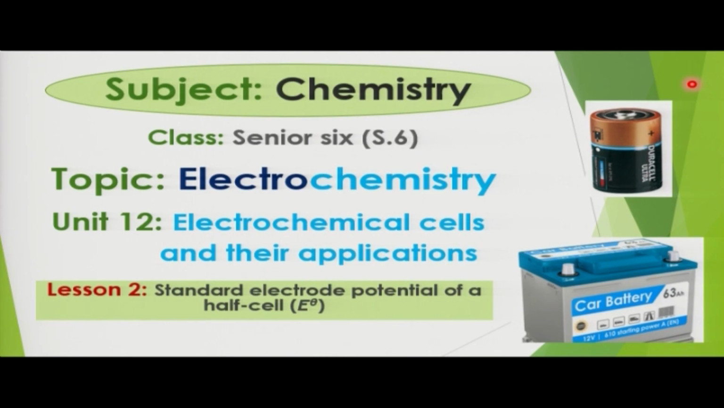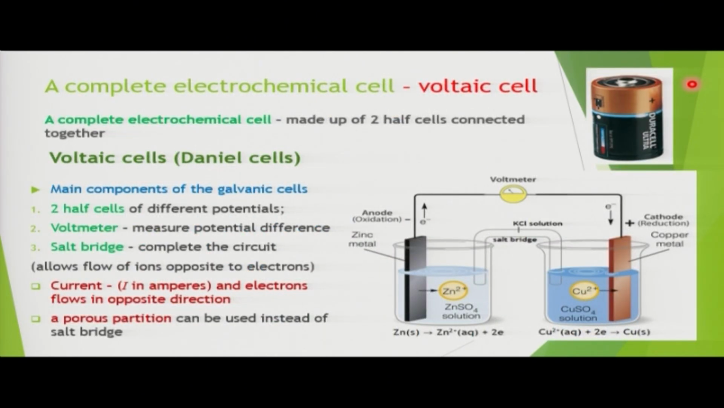Today's lesson is about the standard electrode potential of a half cell. So, briefly, let's take a quick recap on what we looked at in lesson 1. We basically looked at how to come up with a complete electrochemical cell, whereby we say the electrochemical cell is just two half cells connected together, and so these two half cells each has a certain potential.